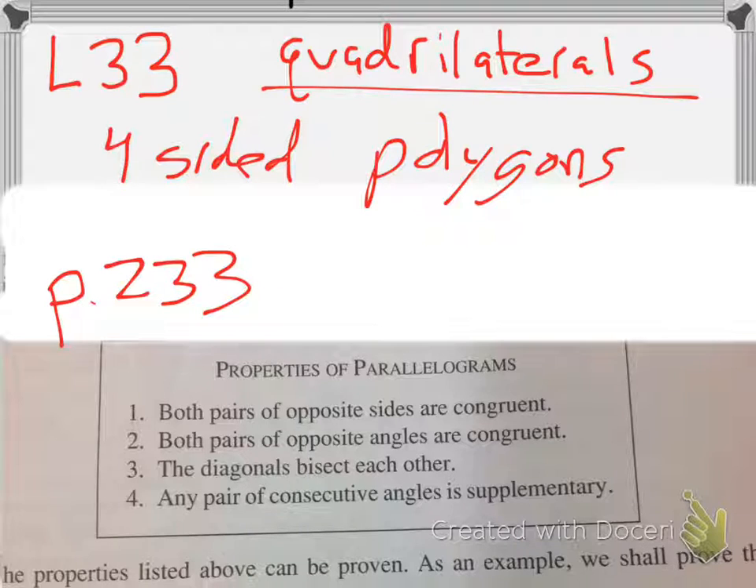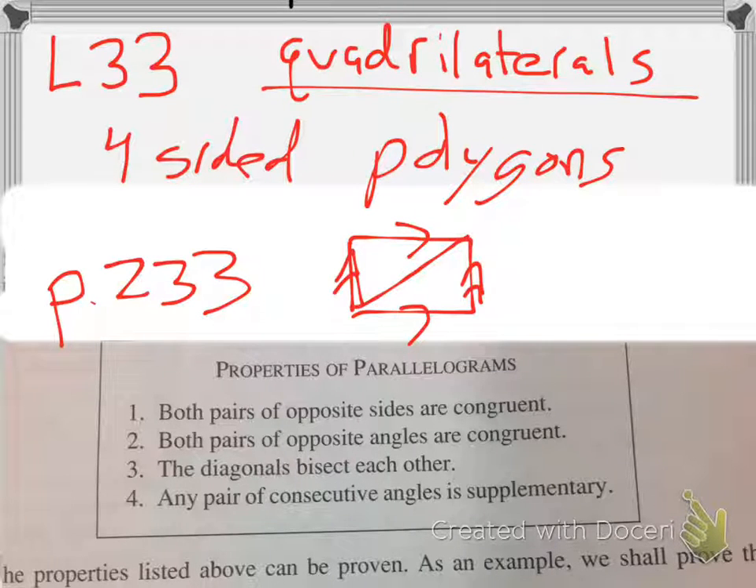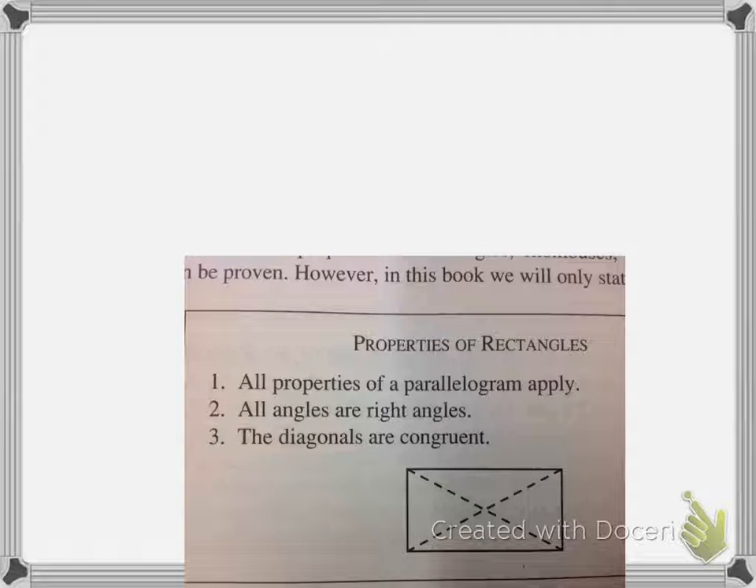So what would a parallelogram look like? Well, that means both pairs are parallel. I think we could have a rectangle, right? This would be both sides parallel, parallel, parallel, parallel. The little arrows mean parallelness. And if it says the diagonals bisect each other, so that diagonal and that diagonal cut each other in half. That's what it means.